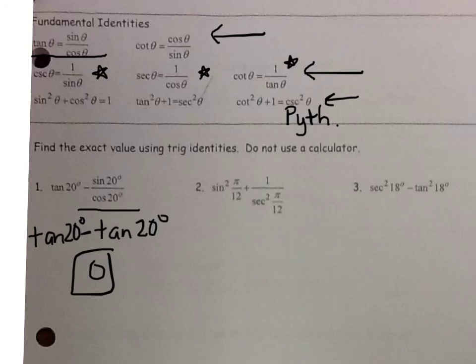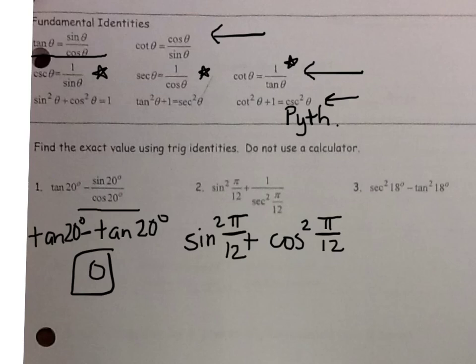Okay, let's look at the next one. We'll just do one more of these. This one says sine squared of pi over 12 plus 1 over secant squared of pi over 12. All right, so I've got to use two identities here. 1 over secant squared would be the same as cosine squared. So again, they're reciprocals of one another, so 1 over secant squared is cosine squared. And then this other part, sine squared, I write it in. Okay, so I used one of those reciprocal identities.